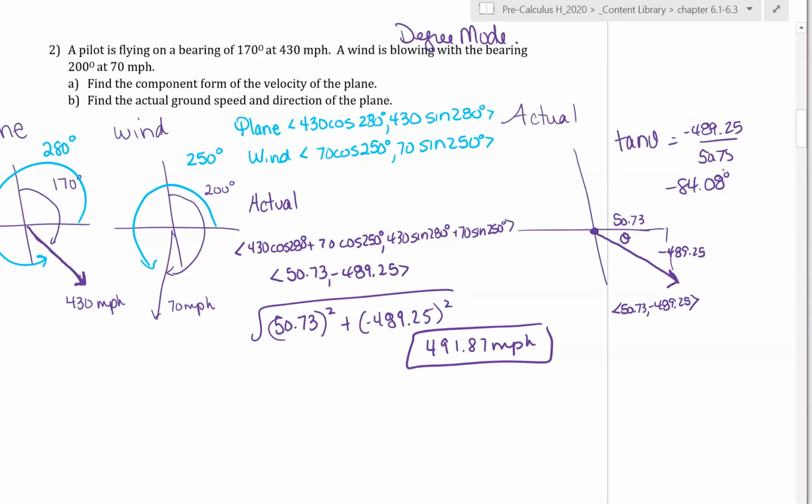The problem is they want a bearing. So think of this angle as like a reference angle, and if you want a bearing, it's from north clockwise. So for the bearing, you would have to say 90 plus 84.08 degrees. So you end up with 174.08 degrees.